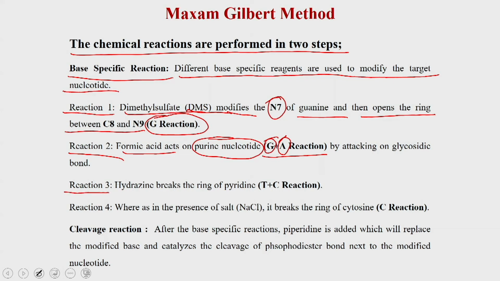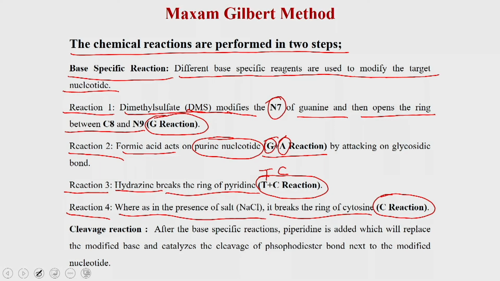Now, in reaction 3, you are going to use hydrazine, and that is going to modify all the pyrimidines, that is, the thymine as well as the cytosine, and that is called the T plus C reaction. So, you can see that we have used 4 different reagents, and all these 4 reagents are specifically modifying either the guanine, or adenine, or thymine and cytosine, or the cytosine reaction.